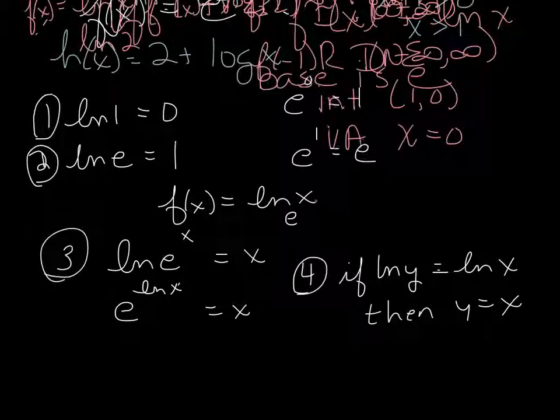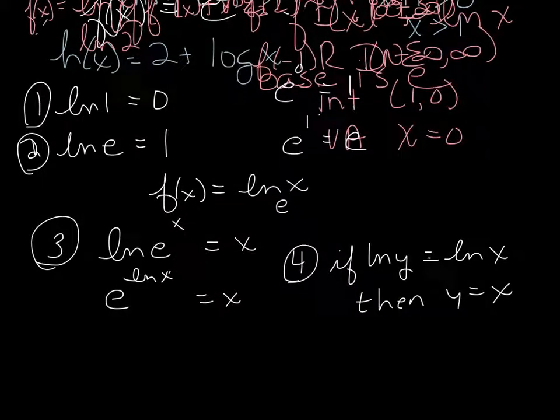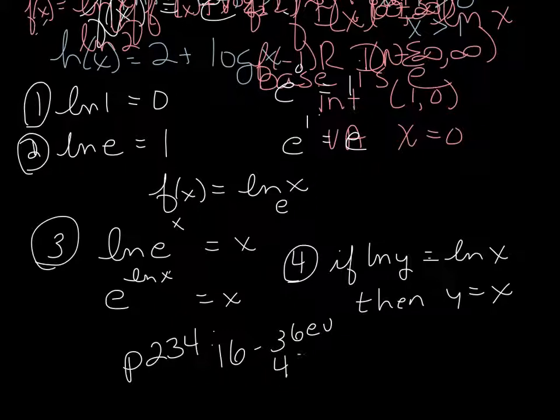Your assignment is on page 234. It is 16 to 36 even. 45 to 50, which is a matching. You're matching transformations on a graph. 52 to 74, every fourth. And then 74 to 78 even.